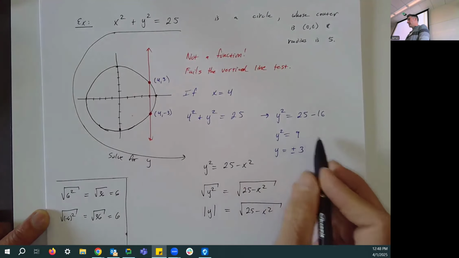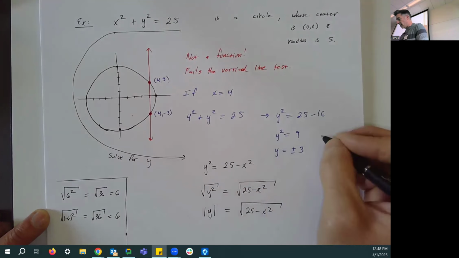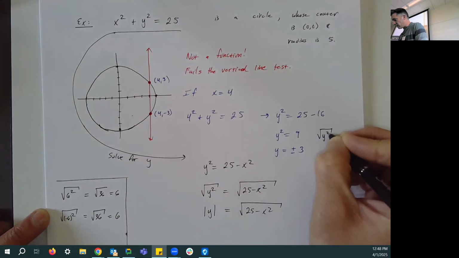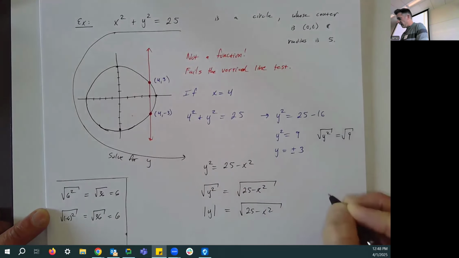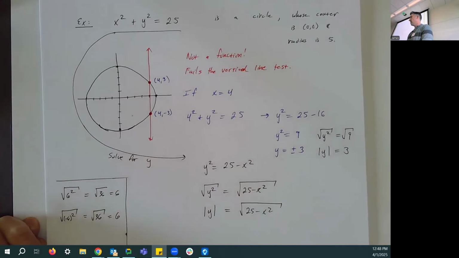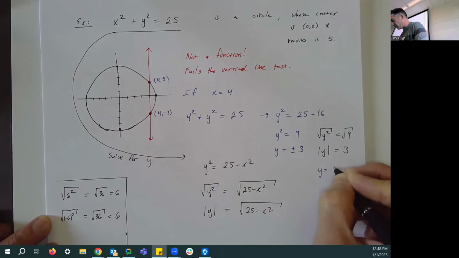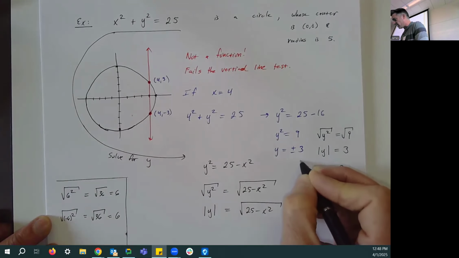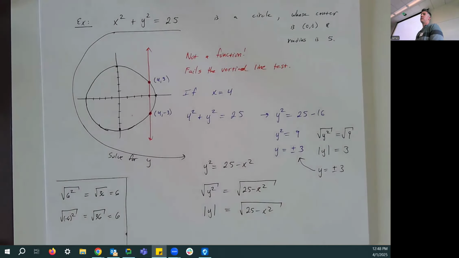Right here, which I kind of skipped over, we could have really said, oh yeah, the square root of y squared is equal to the square root of 9. And then the absolute value of y is equal to the square root of 9, which is 3. And then y is equal to plus or minus. Oh yeah, that's where that's coming from. It's from an absolute value. So it is really actually indeed true that the square root of something squared, square root of y squared, is the absolute value of y, which is a little tricky, but true.